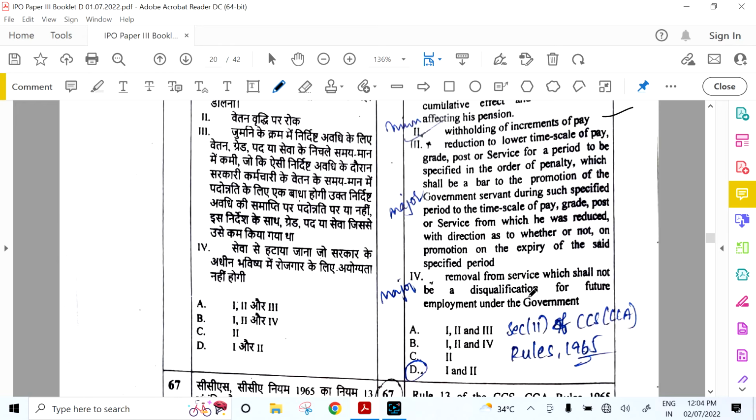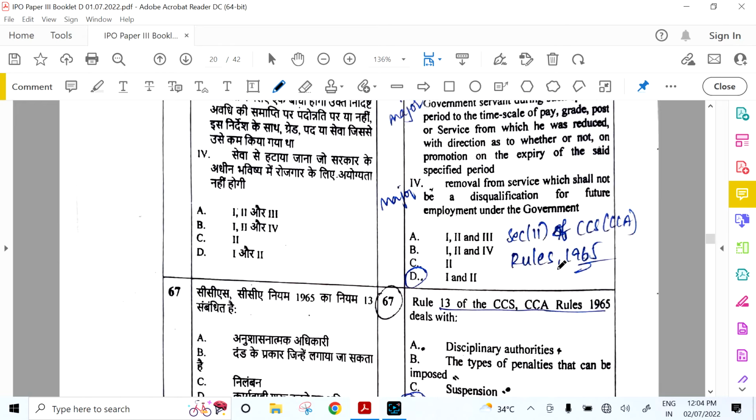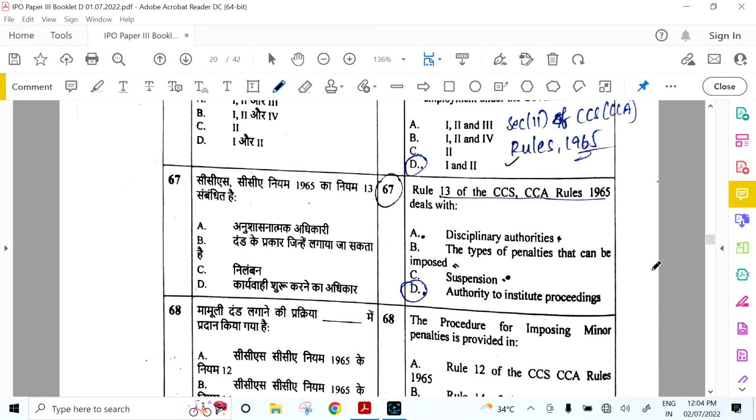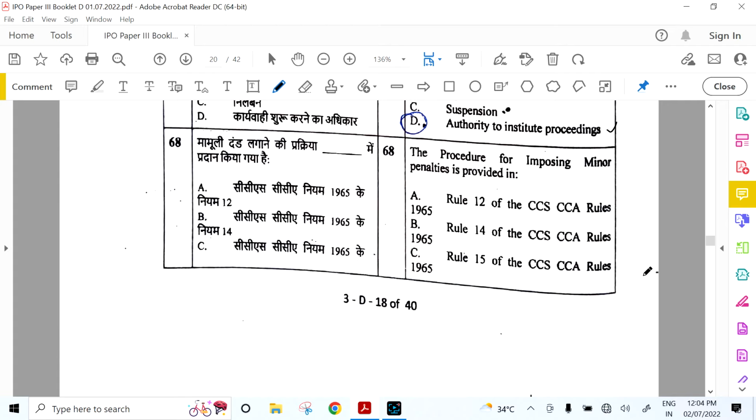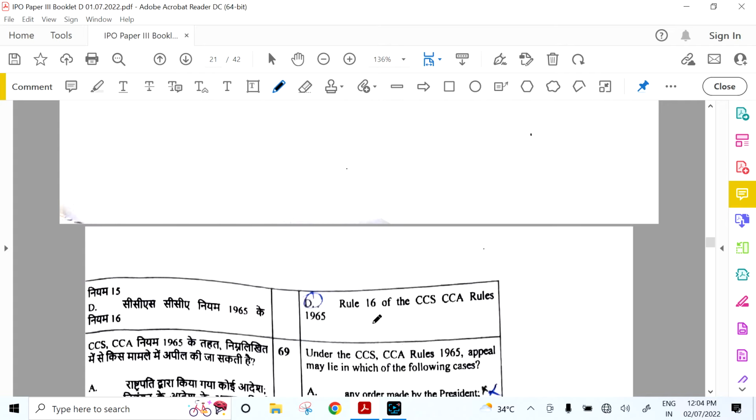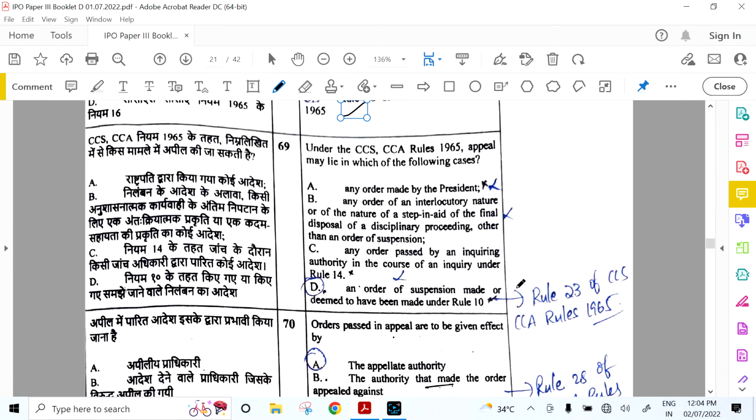And removal from service which shall not be a disqualification for future employment, under Rule 11 of CCS CCA rules 1965. This is correct. Rule 13 of CCS CCA rules 1965 deals with the disciplinary authorities, types of penalties, suspension, authority to institute proceedings. Answer is D. The procedure for imposing minor penalties is provided under Rule 16. Rule 16 is minor, major is Rule 14.